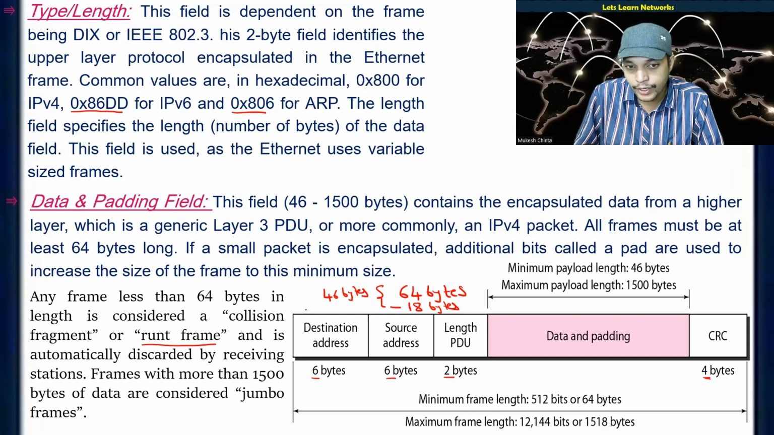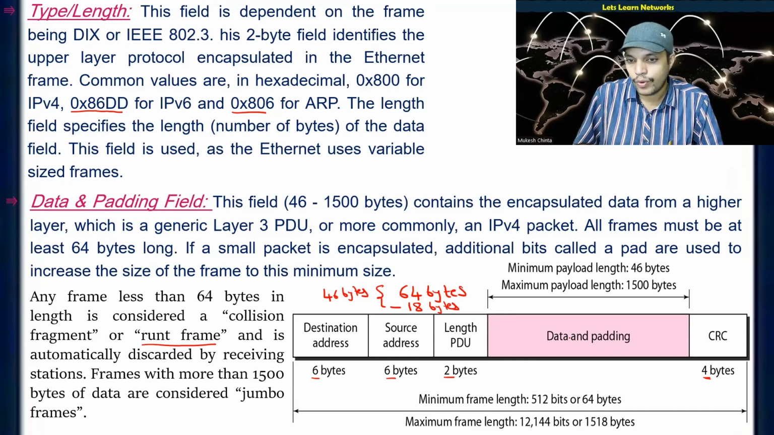Anything less than 64 will not be taken into consideration and will be discarded. So for this reason, for a frame to be 64 bytes in length, if you remove the 18 bytes of headers, your data and padding fields must be 46 bytes. But in cases where there is no data at all, for example if you are sending an acknowledgement frame with no data in it, then the total length of the frame will be less than 64.